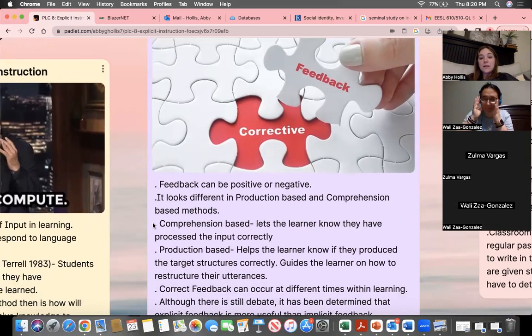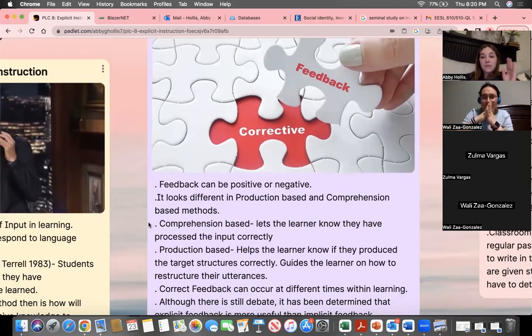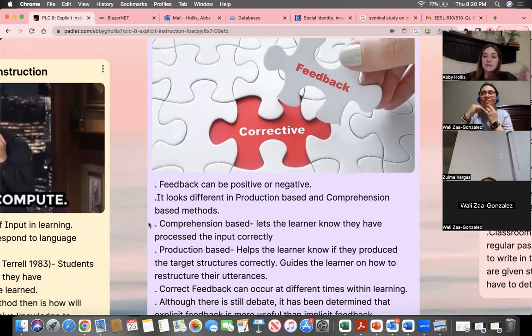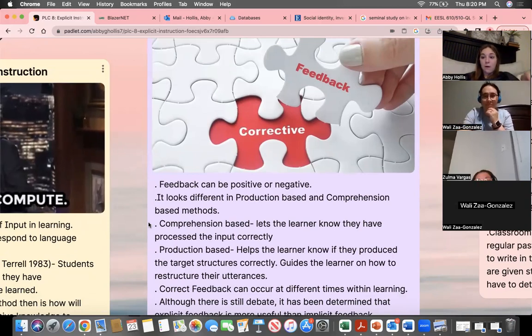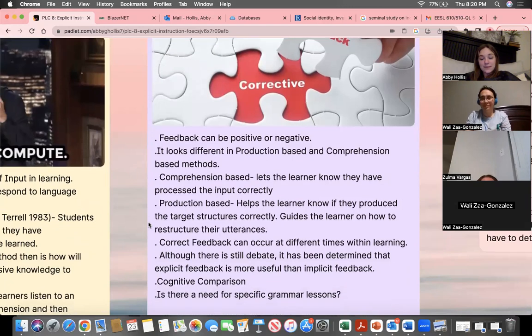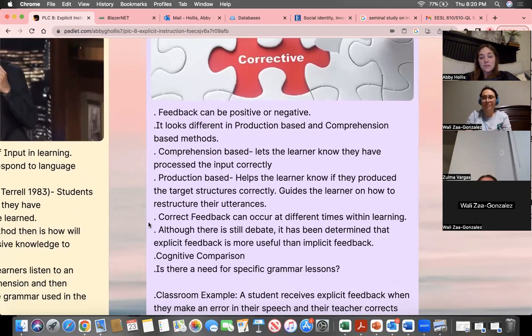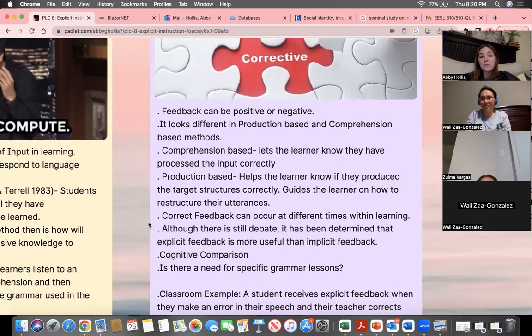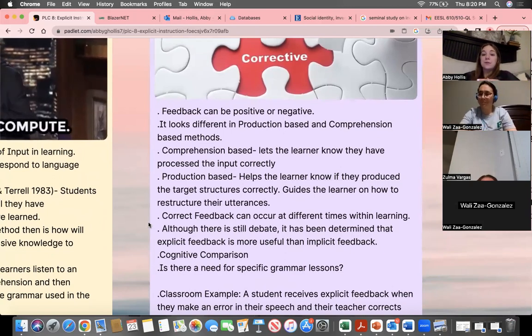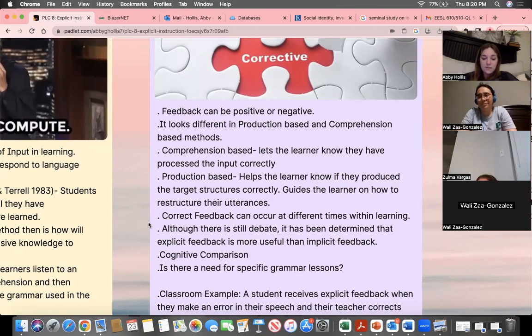And so comprehension-based lets the learner know that they have processed the input correctly. So maybe a learner is turning in sentences that they've written and you're going to mark it and say, yeah, you haven't processed that incorrectly, or yes, you've done that correctly. Good job. But production-based, and this is why I lean more towards this method, helps the learner know if they produce the target structures correctly, and then it also guides the learner on how to restructure their utterances.